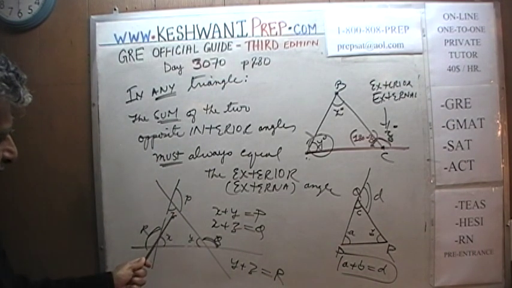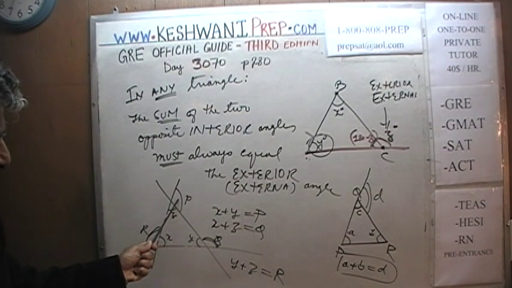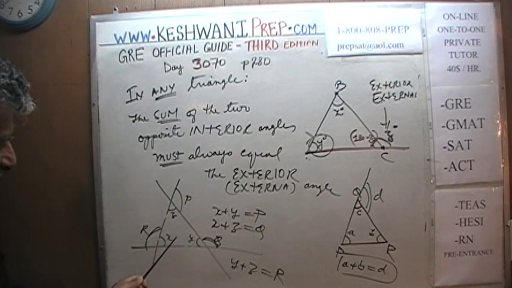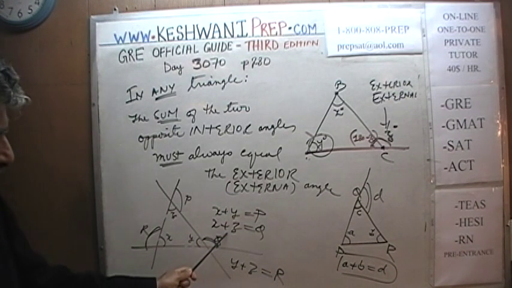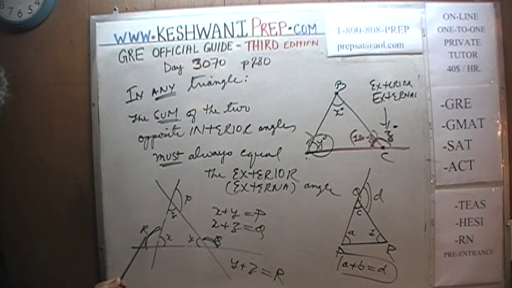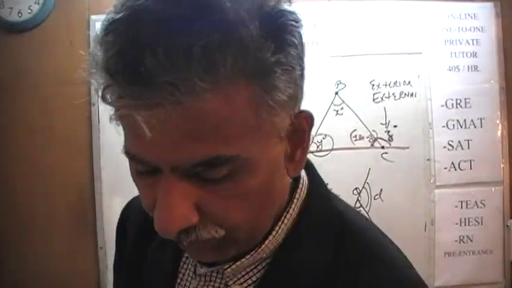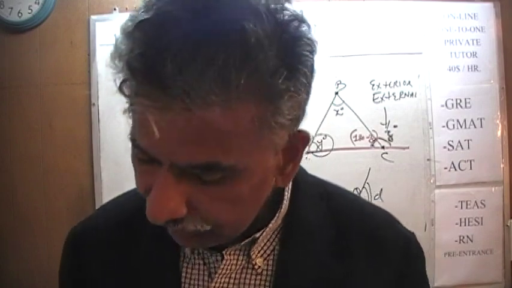The sum of the opposite interior angles. If you're talking about this exterior angle, then the opposite interior angles are these two. If you're talking about P, the opposite interior angles are X and Y. If you're talking about Q, the opposite interior angles are X and Z. You see, that's why they're equal. If you're talking about R, then the opposite interior angles are Y and Z. You see, Y and Z equals R. And that's the identity. The sum of the opposite interior angles of any triangle must equal its exterior angle in any triangle.